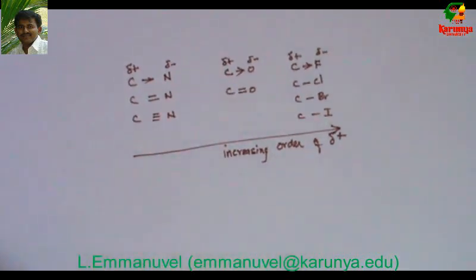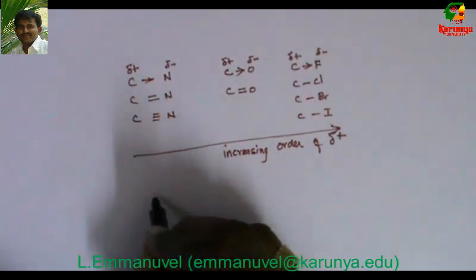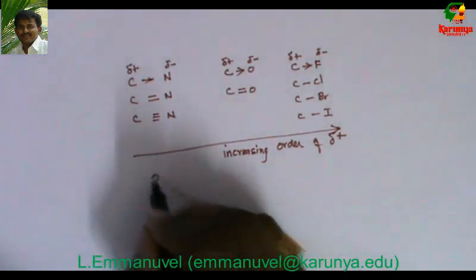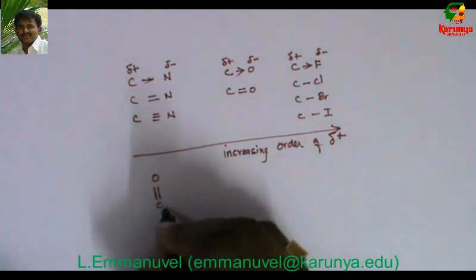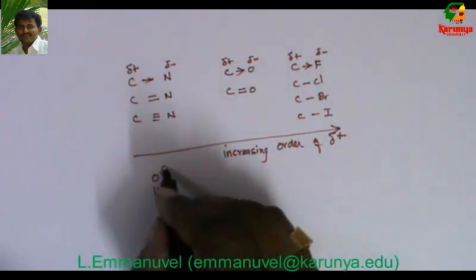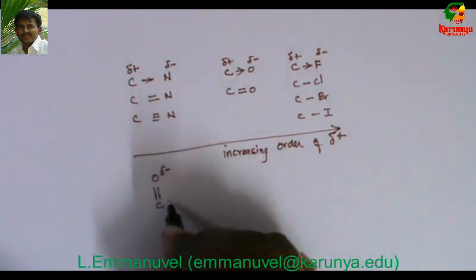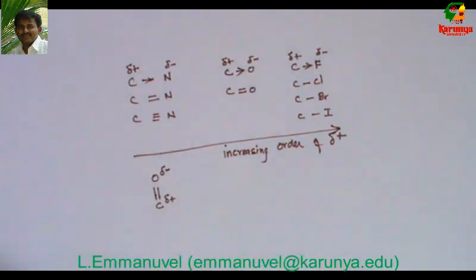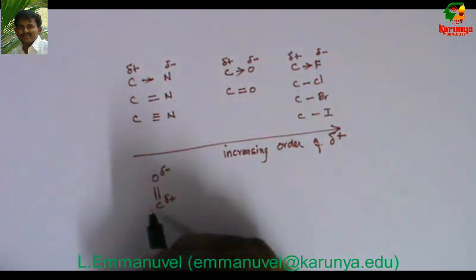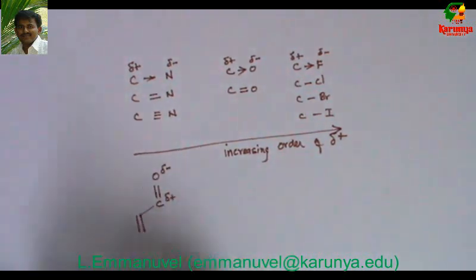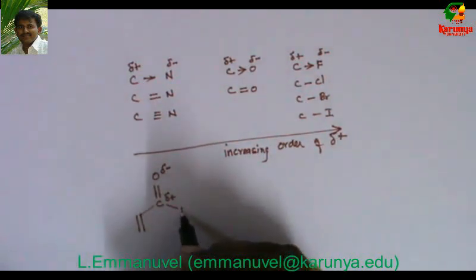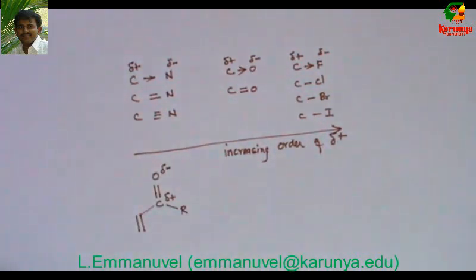What will be the effect of resonance? In order to explain that, I go for this carbonyl group. Because of the higher electronegativity, there is del minus on oxygen and del plus on this carbon. Now I am going to connect this with a double bond. So the valency of this should be 4. So I take an alpha beta unsaturated ketone like this.